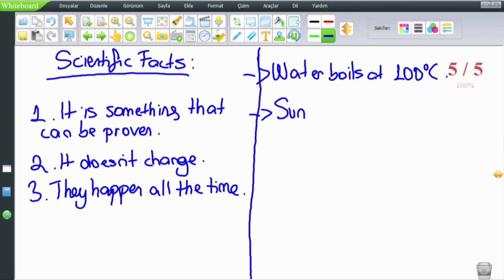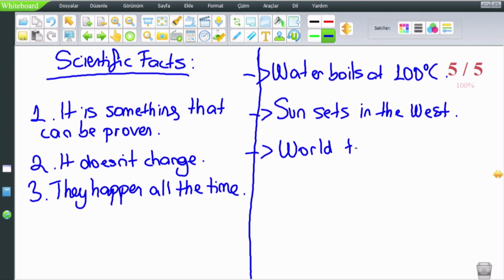Or the sun sets in the west, for example. The world turns around itself, for example. Again, these are things that we can prove, and they happen all the time. They cannot be changed. So that's why we use scientific facts with present simple.